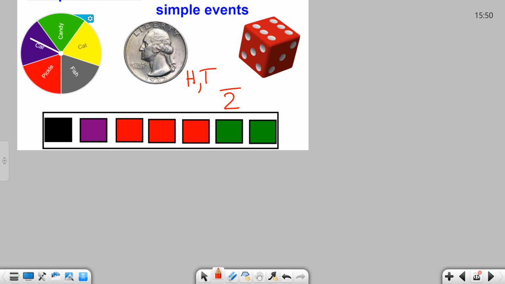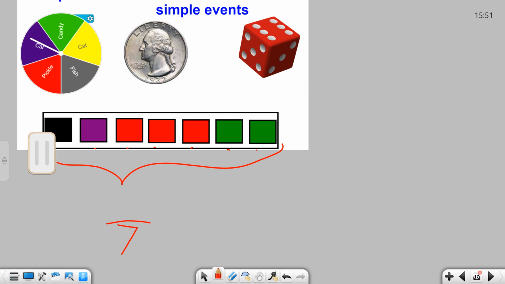Okay? What's the sample space for the spinner? Well, I'm either going to get candy, cat, fish, pickle, or car. How many are there in there? There's 5. So my probability is going to start with 5. If I'm doing it with the probability of the box, I can either get black, purple, red, red, red, green, or green. So I count those up. My probability is going to start over 7. And that's how we consider that sample space goes into the bottom number in the total number of possible outcomes.